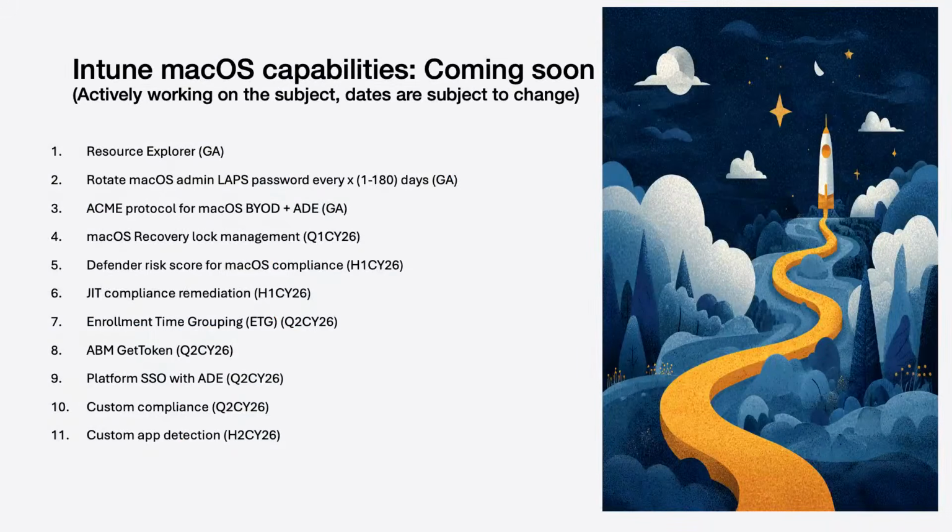So this is what we have coming up over the next year. We have a whole bunch of interesting features. We've got Resource Explorer, which is already in Intune, but it's going to be generally available. The ability to rotate macOS admin LAPS passwords, again, which is really, really good. And that allows us to control that LAPS password and when it gets rotated. So that will go to GA. It's already in Intune today.